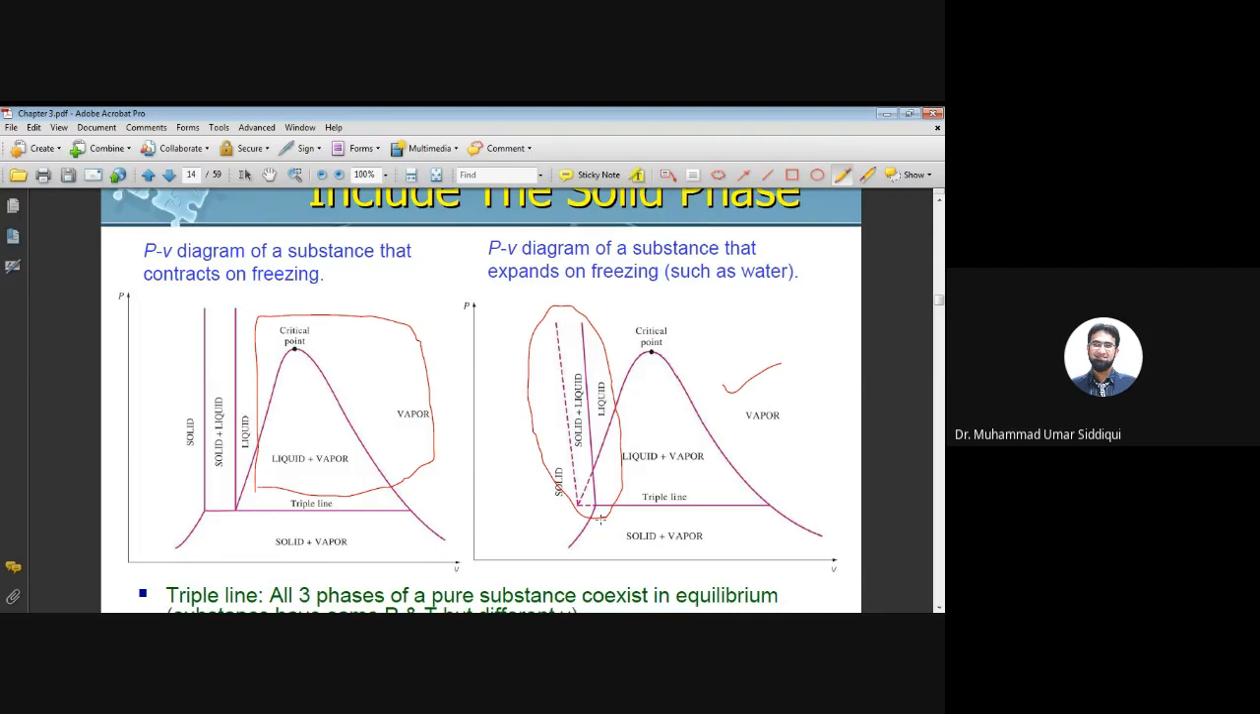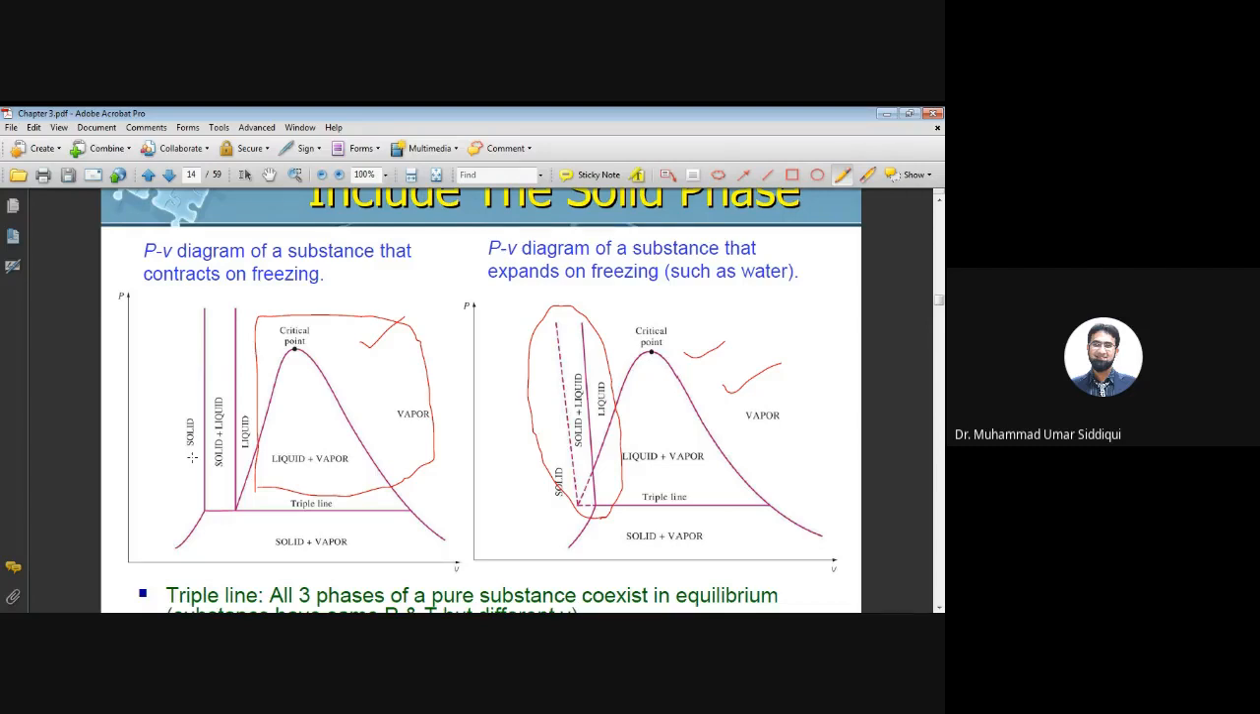If you have a liquid which behaves anomalously, the PV diagram looks like this, as I've shown you. And if you have other liquids where there is no abnormal behavior, then the PV diagram looks like this. The only difference is when liquid is being transformed into solid. So the abnormal behavior is appearing only in that region. Otherwise, for the rest of the PV diagram, it's exactly the same as any other fluid.